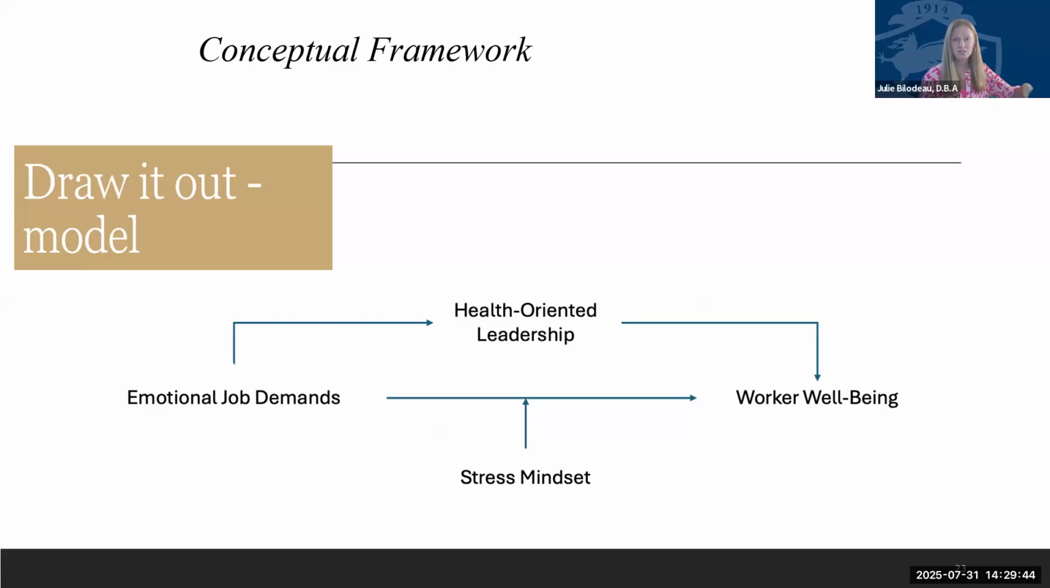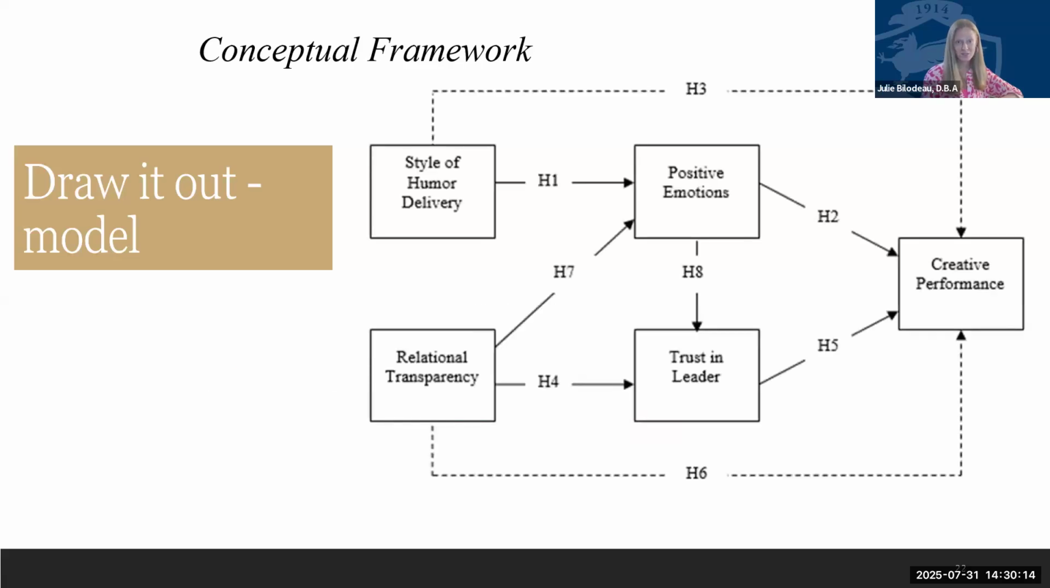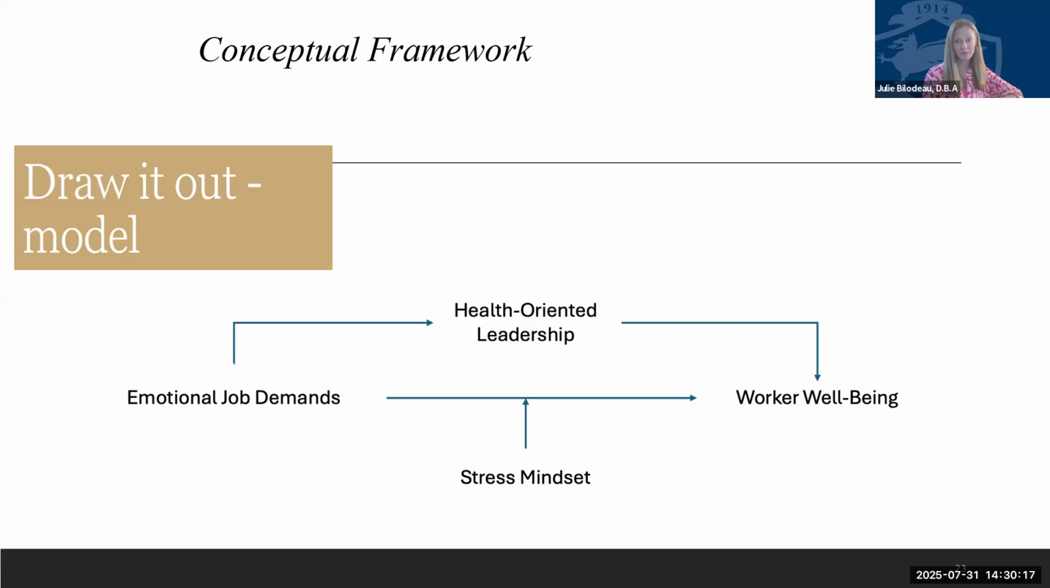And again, just like the problem statement, this is probably going to take you a few rounds back and forth with your advisor to say, wait, this variable should be here, or this should be over here. And wait, don't these connect to each other? So you can see here, the health-oriented leadership is actually connected to both the emotional job demands and the worker well-being. And then we have the stress mindset, which is acting as a moderator, connecting to those. So a little bit simpler than this, and this is fine too, but it doesn't have to be.